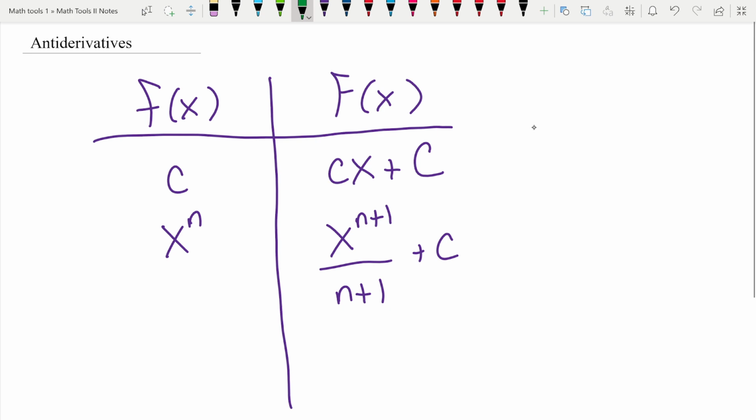We can easily show this. We could do d dx of x to the n plus 1 over n plus 1, and we're going to get n plus 1 over n plus 1 times x to the n. These cancel, and we're left with x to the n. So we can confirm that this is indeed the antiderivative of x to the n.